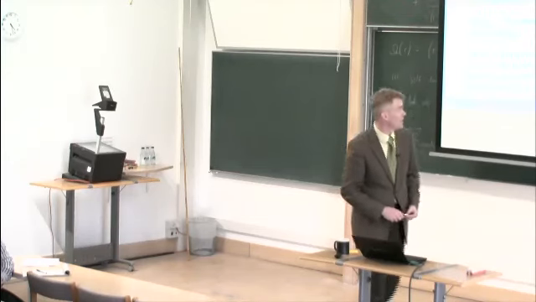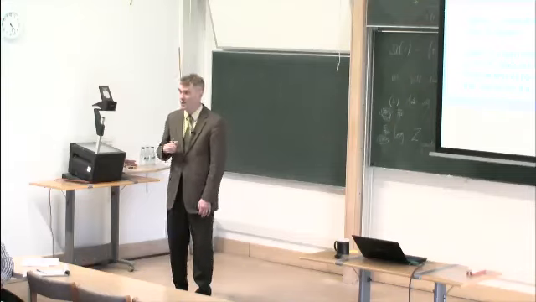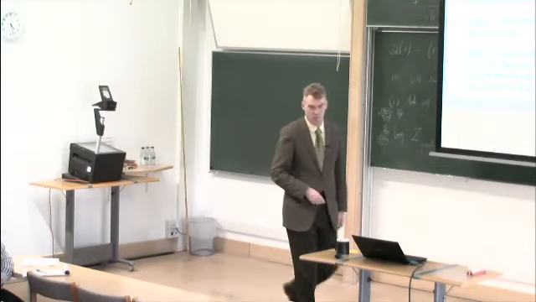So value omega means that black can announce a lower bound on the length of the game at the outset. Value omega plus 10 means that white can force to such a position in at most 10 moves. Value omega squared means that black can announce the number of announcements he will make, such that at each announcement it's the number of moves that will be made before the next announcement, and then after the final announcement is up, he might lose.